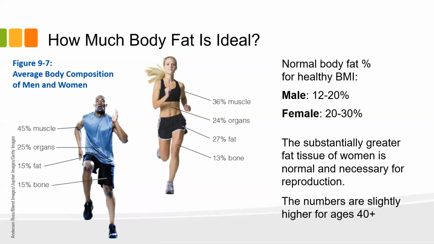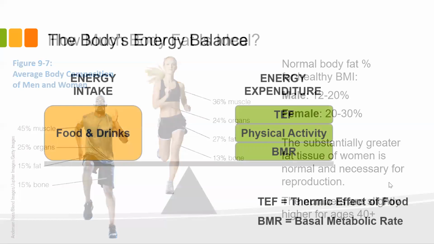We've got different sizes and shapes of bodies and those kind of things. But these numbers are, like I said, sort of ballparks. And you can see it says here, the numbers are slightly higher for ages 40 plus. Again, these numbers are kind of calibrated for younger people around age 25.